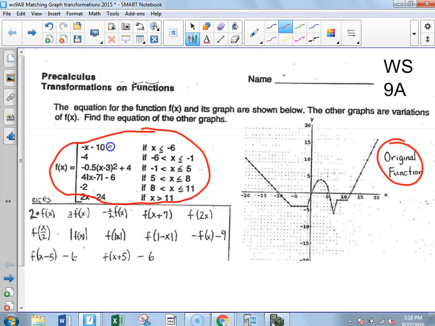This is all matching. This is the parent function. Are you glad I didn't make you graph that? Okay. So it had a line, it had a constant, it had a parabola, it had an absolute value, it had constant and a line. Line, constant, parabola, little bitty absolute value, line or constant, line. It's all there. You don't have to graph it.